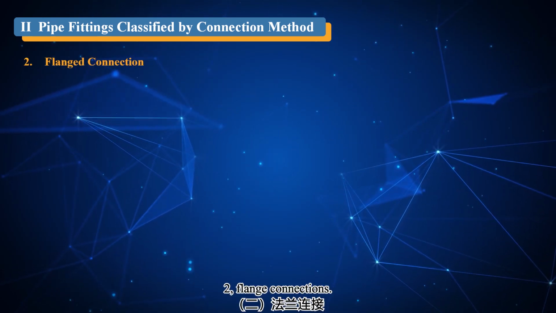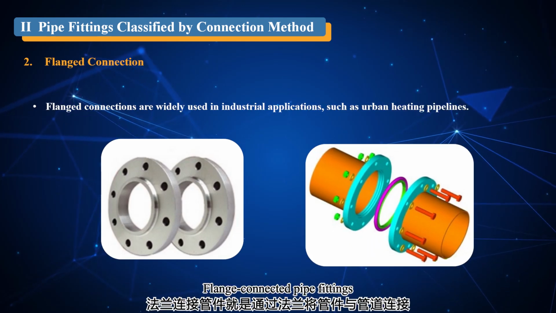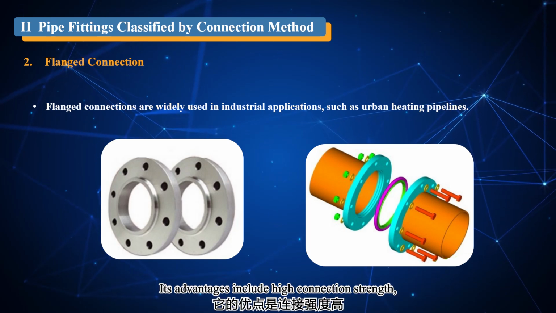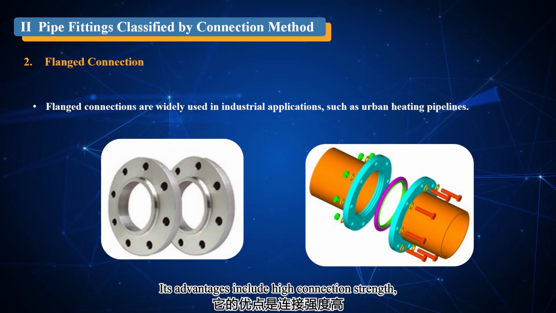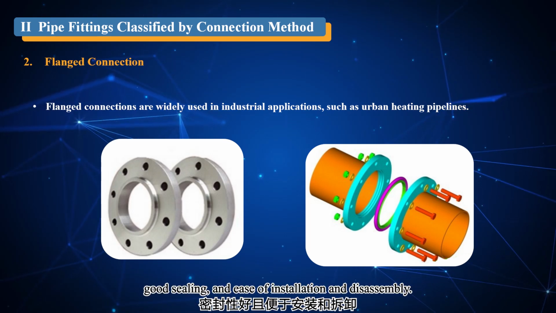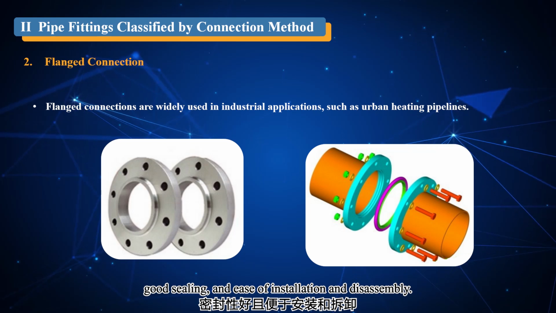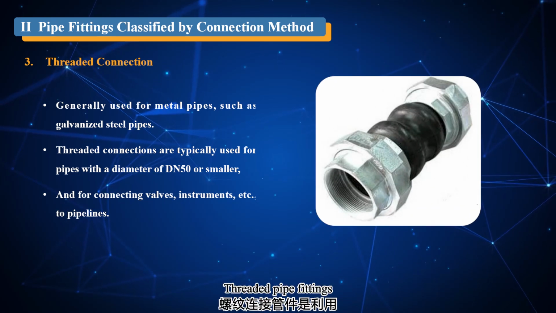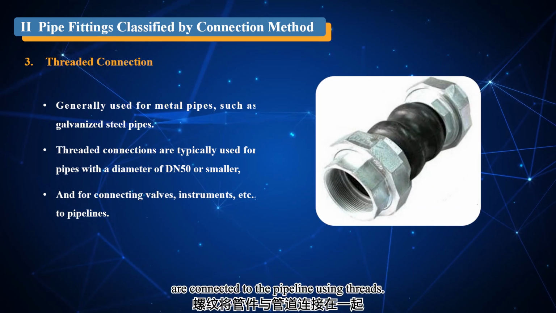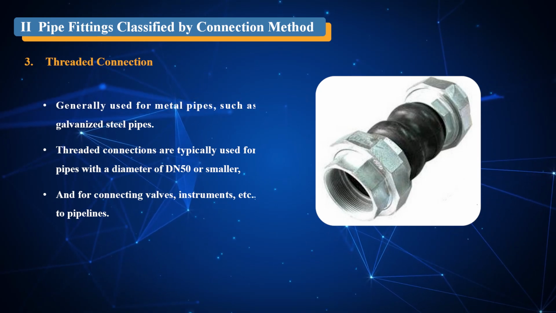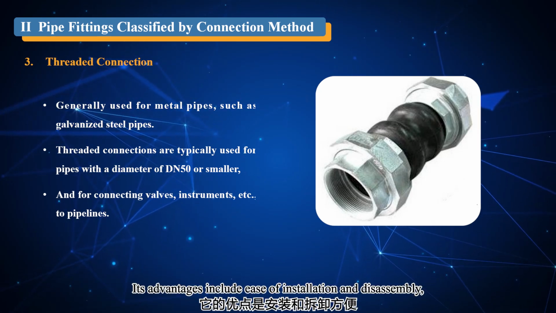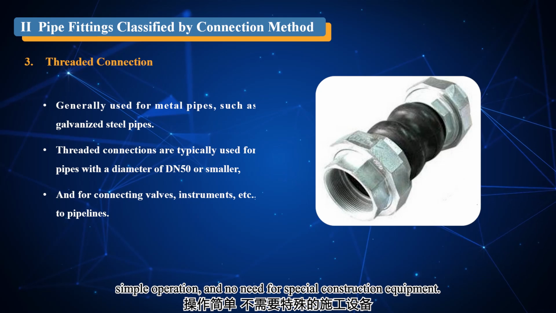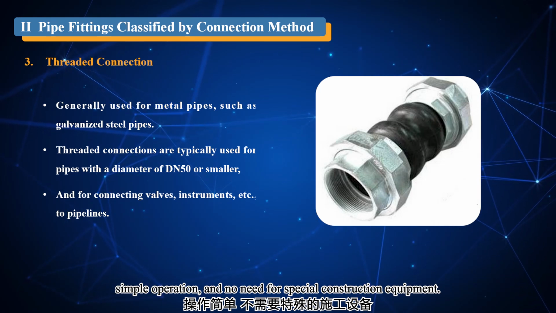Second, flange connections. Flange-connected pipe fittings are connected to the pipeline through flanges. Its advantages include high connection strength, good sealing, and ease of installation and disassembly. Third, threaded connections. Threaded pipe fittings are connected to the pipeline using threads. Its advantages include ease of installation and disassembly, simple operation, and no need for special construction equipment.